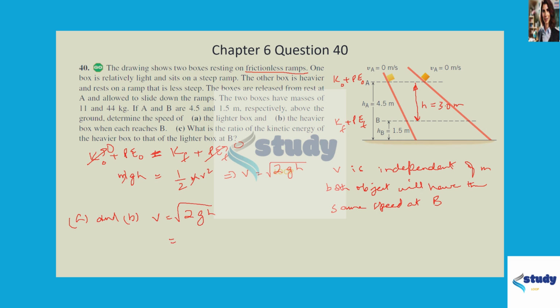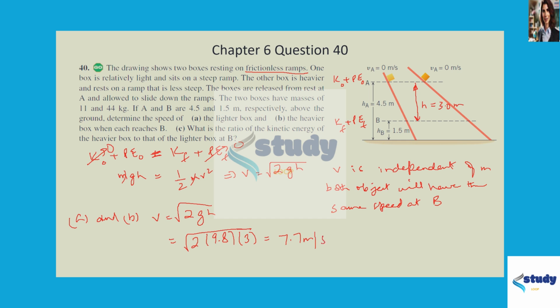So we can find that out very quickly. So that would be 2 times 9.8 times 3 under the square root, and that comes out to be equal to 7.7 meters per second.